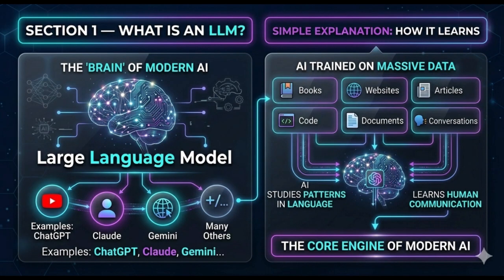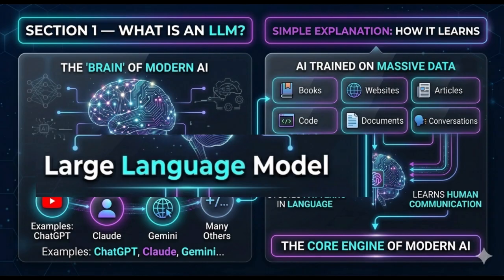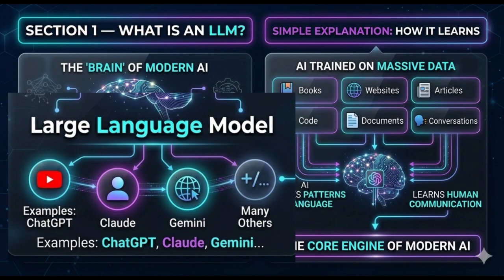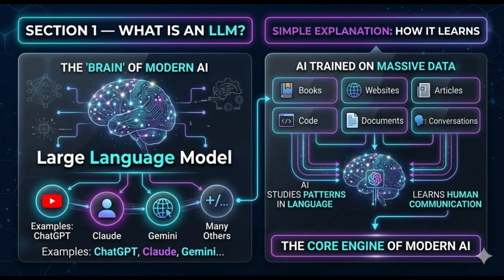Let's start with the most important concept. What is an LLM? LLM stands for Large Language Model. This is the brain behind modern AI systems. Models like ChatGPT, Claude, Gemini, and many others are all large language models.